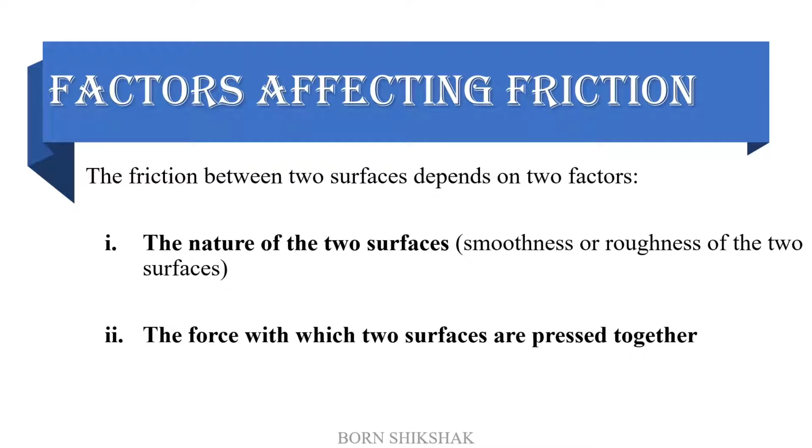The force with which two surfaces are pressed together. Friction is caused by the interlocking of irregularities of the two surfaces when one object is placed over another object. If the two surfaces of objects are pressed together harder by a greater force, then the friction will increase because pressing together two surfaces of objects with a greater force will increase the interlocking in two surfaces.